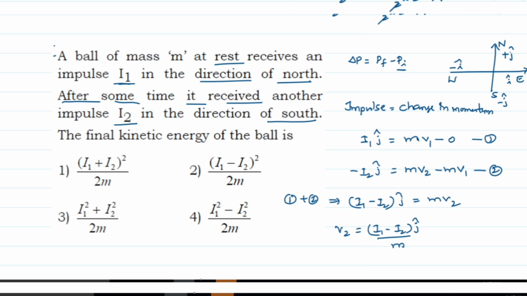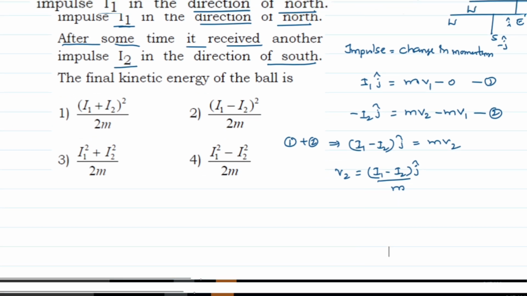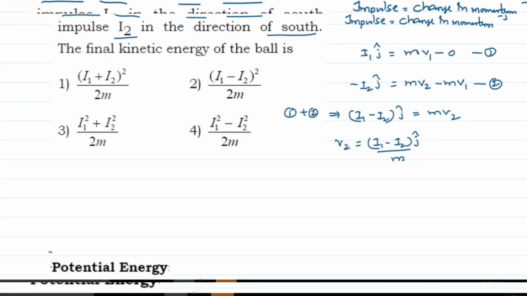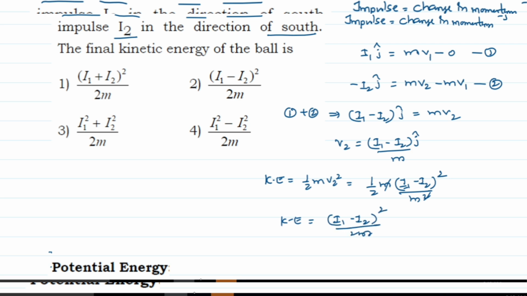Here we are talking about magnitude alone, so you have to eliminate the direction, j cap. So let us calculate the kinetic energy magnitude, that is half into m into v2 squared, which is half into m into I1 minus I2 whole squared by m squared, where one m gets cancelled. Then the kinetic energy will be equal to I1 minus I2 whole squared by 2m. So this is the correct answer.